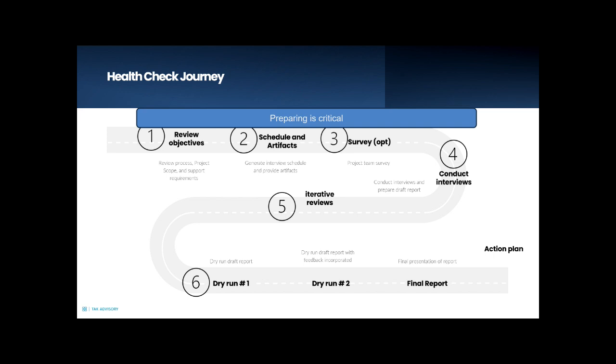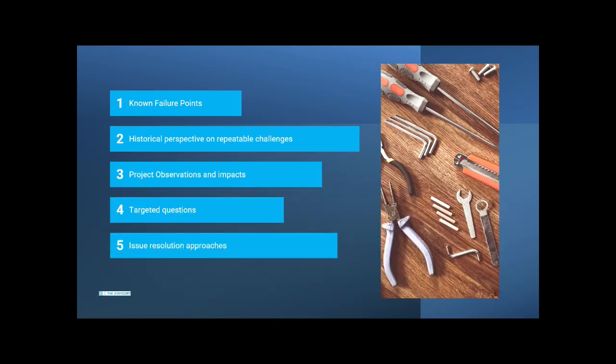They'll give us feedback, we'll incorporate that, and we'll offer a second dry run, which is optional, but in most cases we do that. Finally, we'll provide a final presentation of the report to a steering committee or a select group of individuals the customer decides. Additionally, if chosen, we'll help the customer build out an action plan to address the most critical issues.